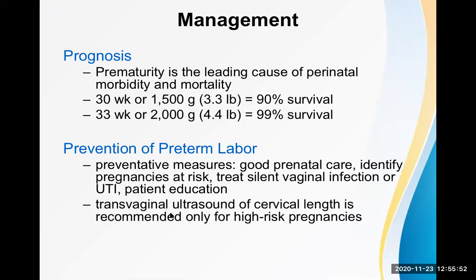Another one: transvaginal ultrasound of cervical length is recommended only for high-risk pregnancy, not for all. If it is less than 30 mm, there is a risk of preterm labor. If the length is less than 25 mm, it is definitely high risk. So all of these are important management issues here. With this, let me stop here today.